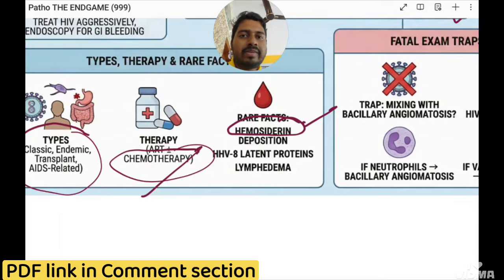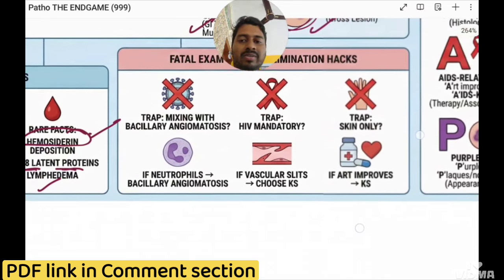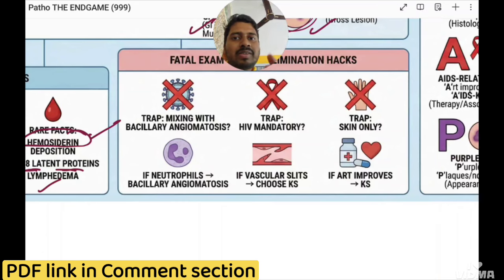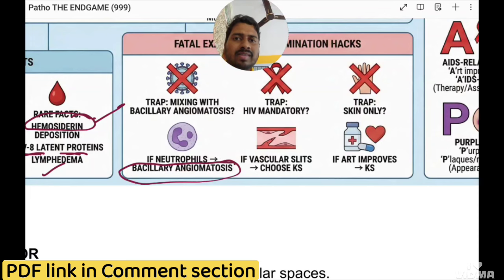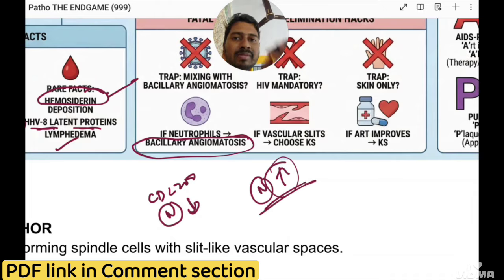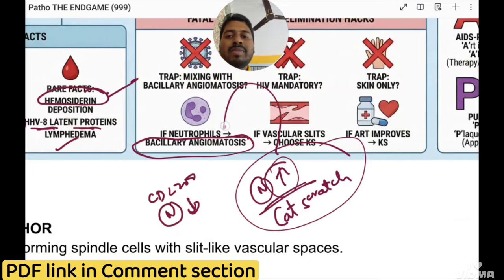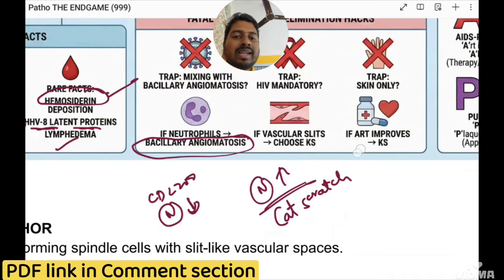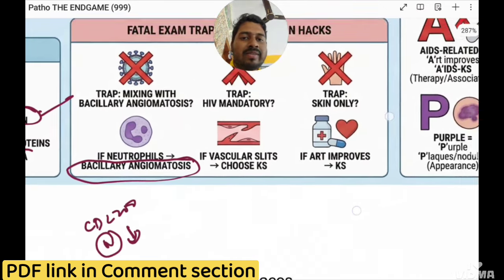Hemosiderin deposition is seen, I said, because of extravasated RBCs. HHV8 latent proteins don't allow cell apoptosis to happen, and there can be lymphedema also. Now, one important differential diagnosis of Kaposi sarcoma, because of that purplish lesion, is bacillary angiomatosis. In AIDS-related Kaposi sarcoma, CD4 count will be less than 200 and neutrophils also will be low. But if neutrophils are high and you are seeing a Kaposi-like lesion and there is a history of cat scratch, then your answer won't be Kaposi sarcoma. It will be bacillary angiomatosis caused by Bartonella henselae. So you should be careful in your MCQs.